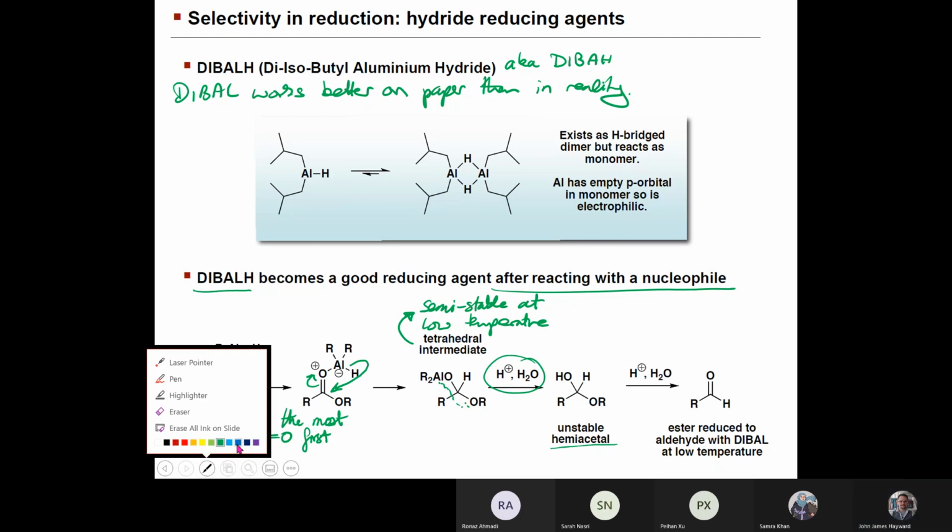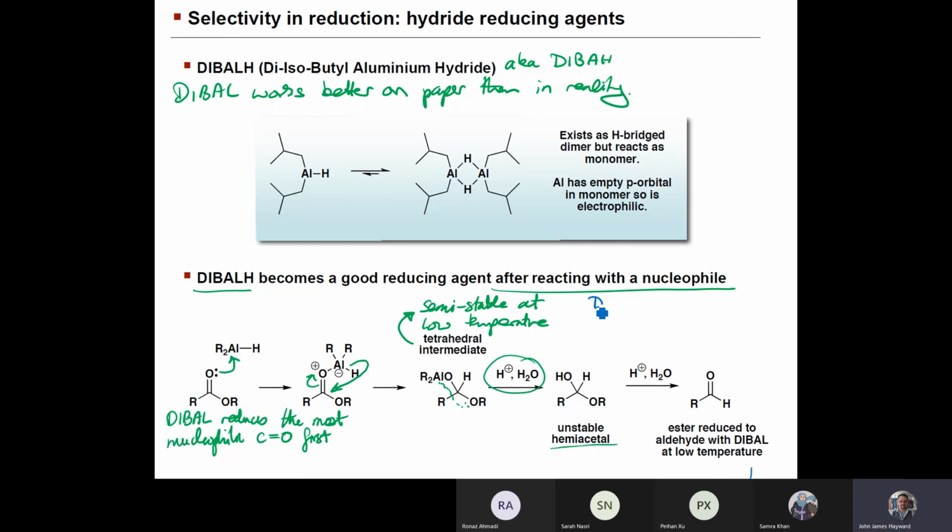So I will just mention dibal is best if there is an alpha alkoxy group on the ester. Okay, so something like that.